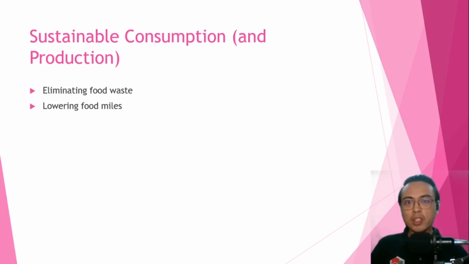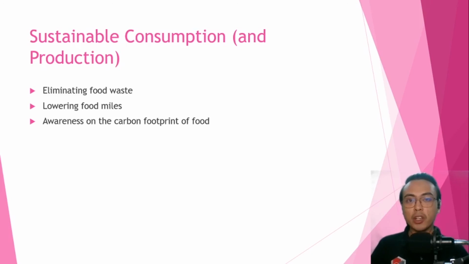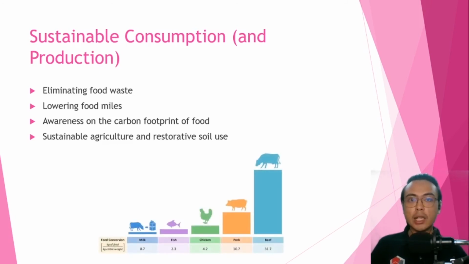Lowering food miles means that we are consuming and producing locally, meaning the produce of a certain place would be consumed very, very near that place. So we don't have to transport the food thousands of miles to reach its destination. Awareness on the carbon footprint of food. This also involves food miles because if you are consuming food that has been grown in a very, very far land and it has been transported to you, that means that that food has a very large carbon footprint because of the transportation.